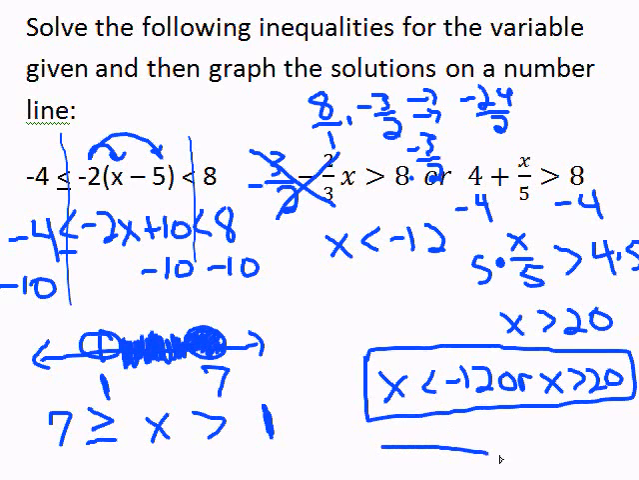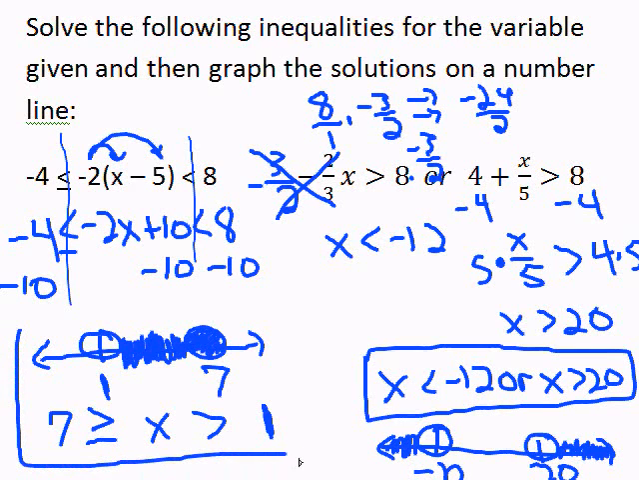In order to graph it, we put down our two numbers, negative 12 and positive 20. For negative 12, we use an open circle. For positive 20, we use an open circle as well because x cannot be equal to either one of those numbers. Now x is less than negative 12, so we shade to the left, or away from negative 12 towards numbers that are smaller. And x is bigger than 20, so we're going to shade towards numbers that are bigger than 20. And there you go, you have solved and graphed an OR inequality.